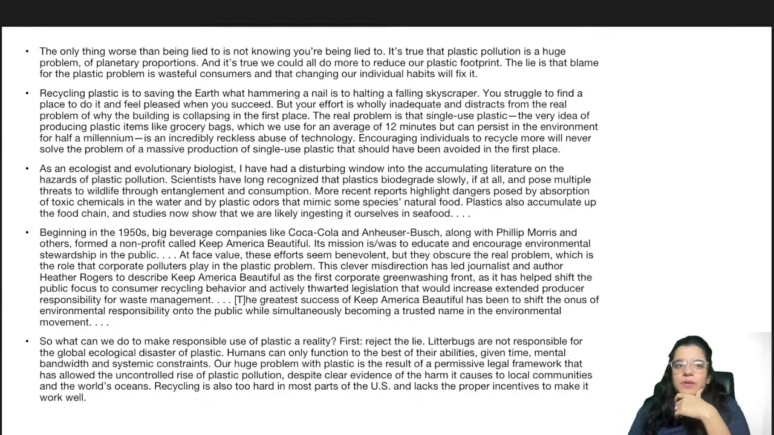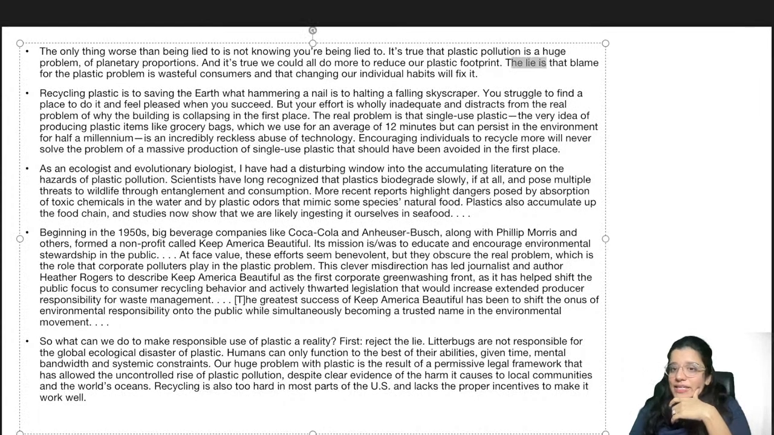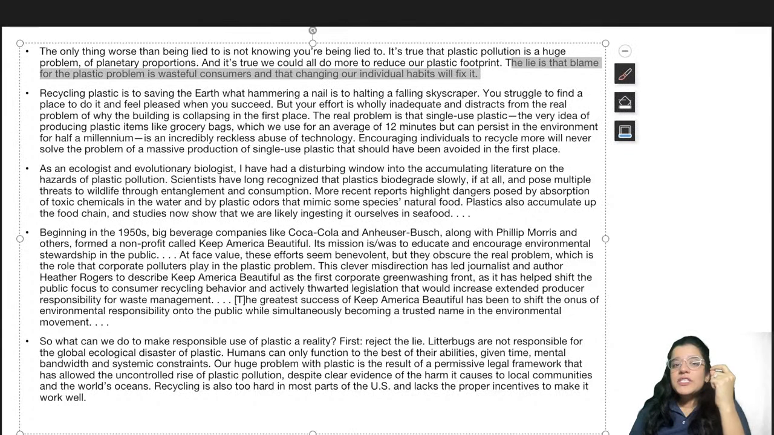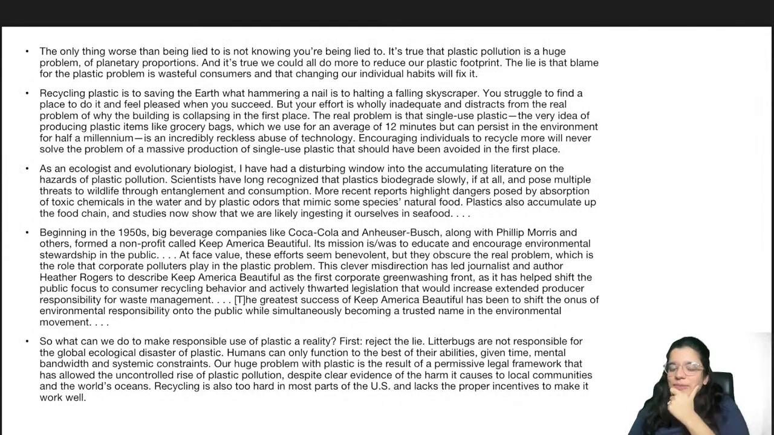It's true that plastic pollution is a huge problem of planetary problems, and it's true we could all do more to reduce our plastic footprint. Now, the statement starts. The lie is that blame for the plastic problem is wasteful consumers and that changing our individual habits will fix it. यही तो lie है, right? So the lie is that consumers are responsible for the problem, and if we change our habits, then we are going to fix the problem. This itself is the lie.